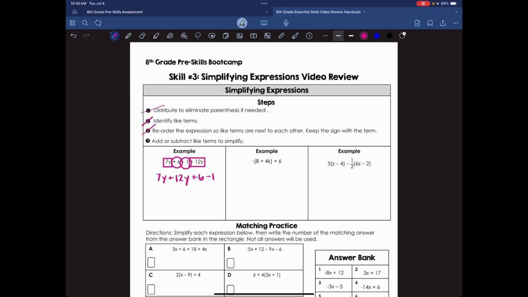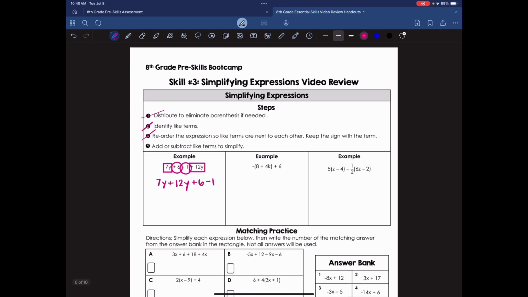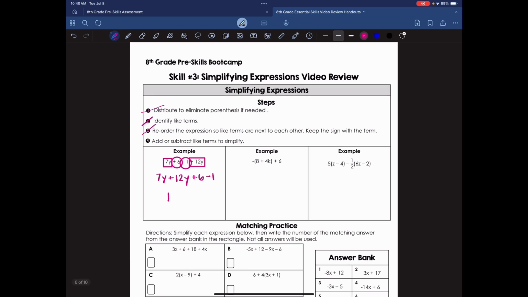So remember, you can only combine what was a like term. So I'm going to take the 7y and the 12y. I'm going to add them because that's what it's telling us to do right here. And that gets me 19y. And then if I look at the second set of terms, that's the +6 -1. Well, +6 -1 is a +5. And since 19y and 5 are not like terms, I cannot simplify anymore. So this would be our final answer, 19y + 5.